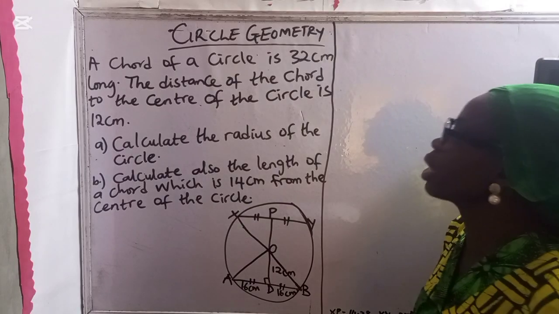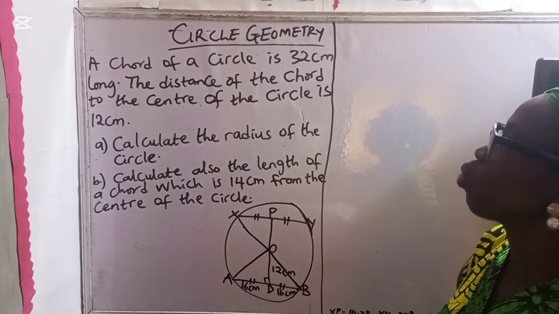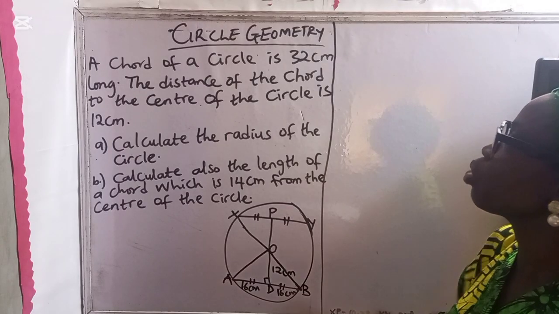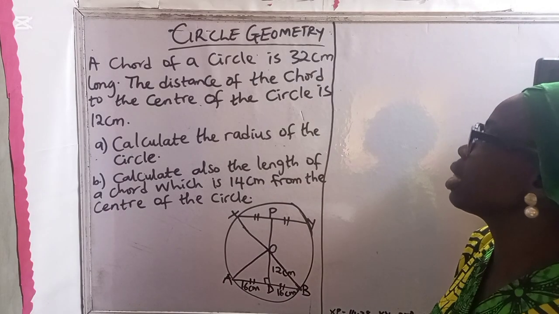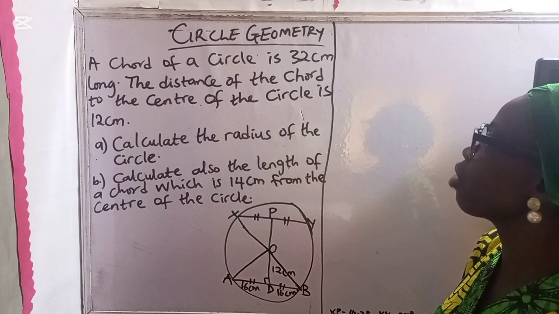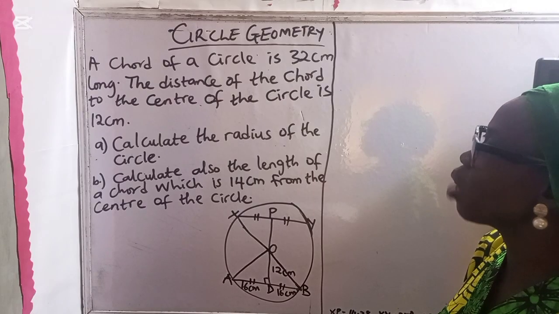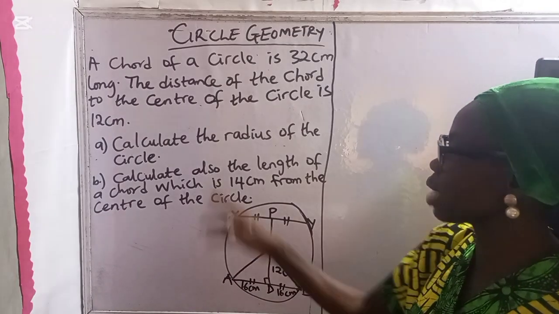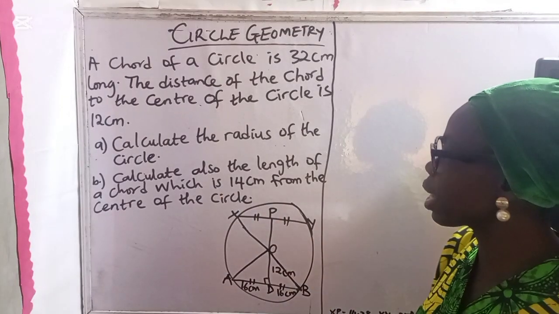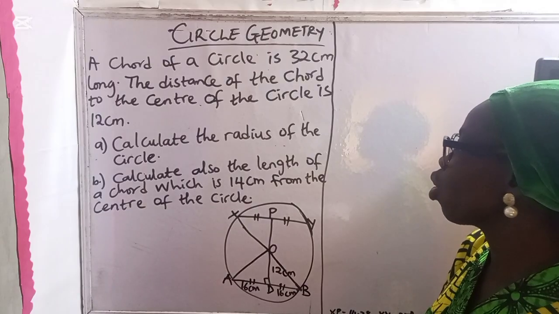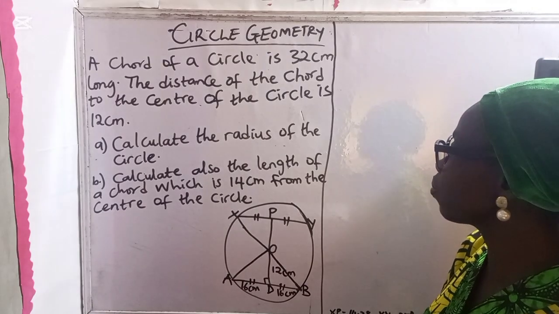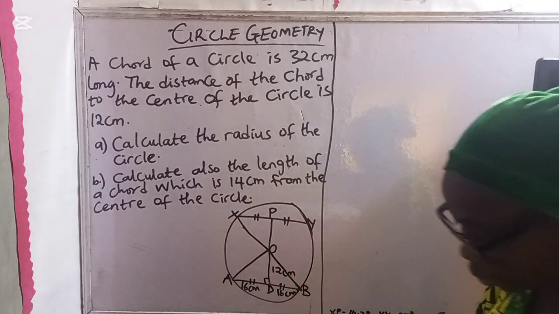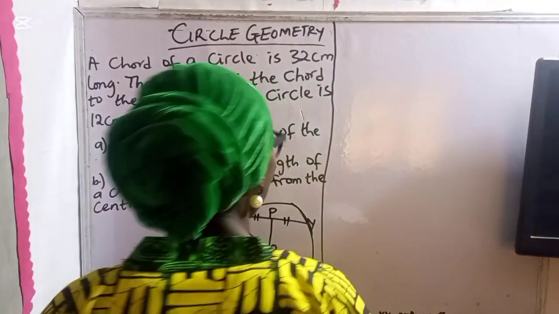Now let's take a look at this geometry question on the board. A chord of a circle is 32 centimeters long. The distance of the chord to the center of the circle is 12 centimeters. Now we are asked to calculate the radius of the circle. Question B: calculate also the length of a chord which is 14 centimeters from the center of the circle. Now, the solution to that.